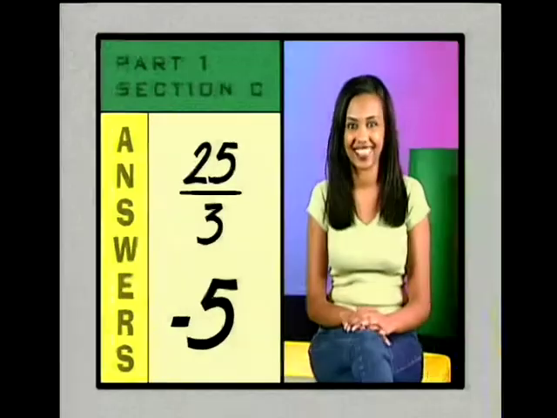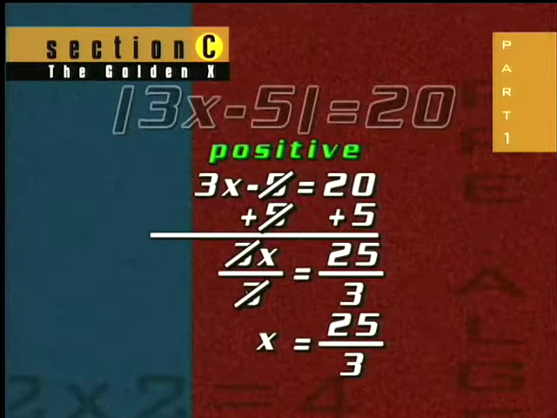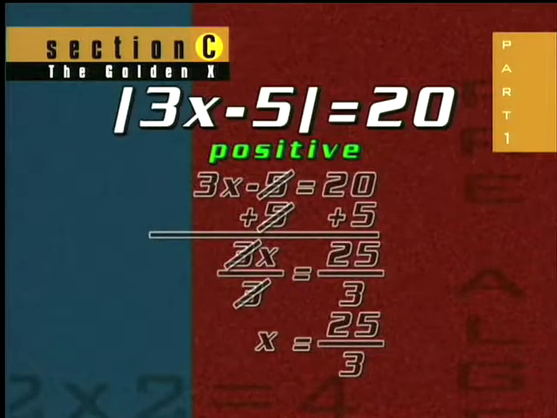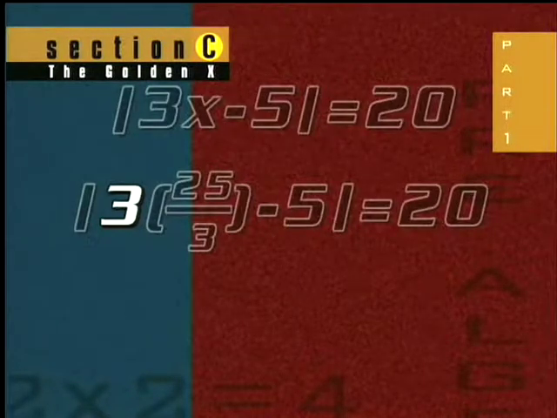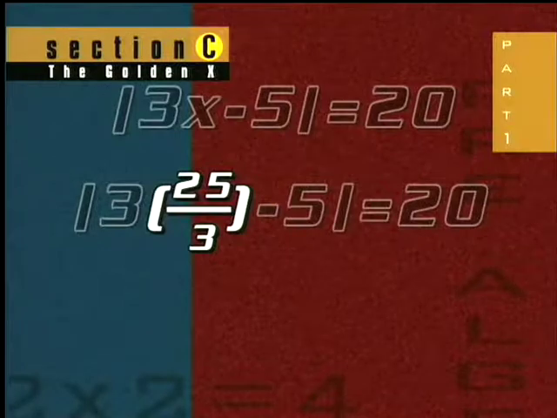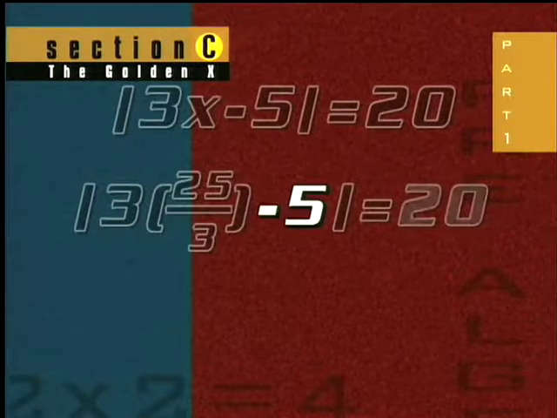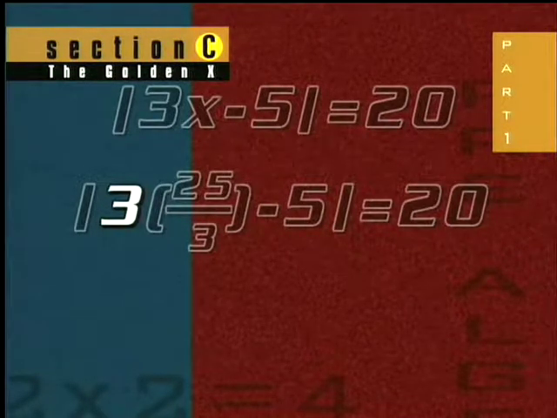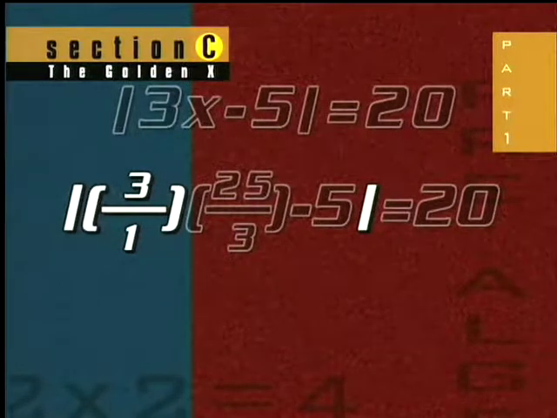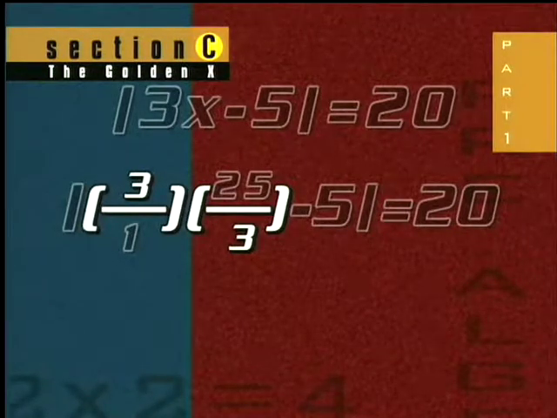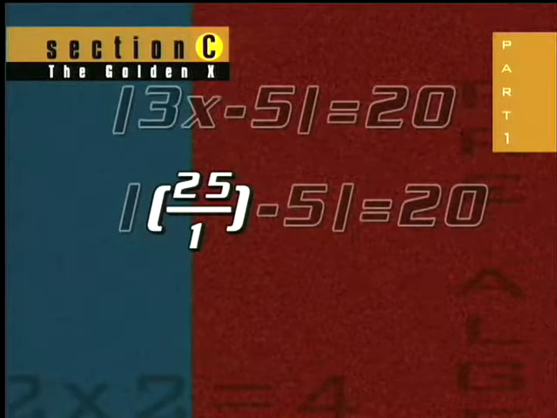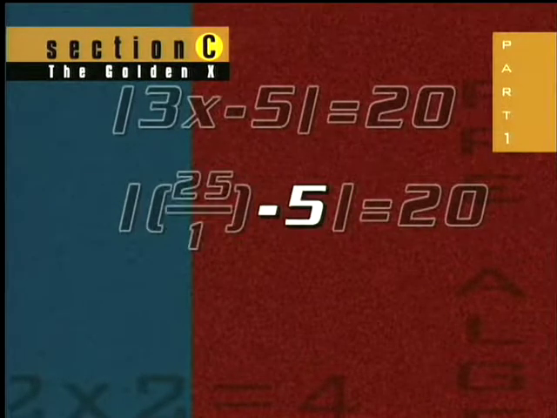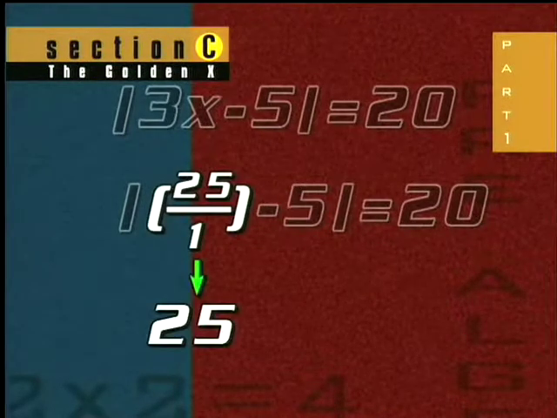Now let's check them. For the positive version, we plug in 25 over 3 for our x value and run it through the original equation. Now we've got the absolute value of 3 times 25 divided by 3 minus 5 equals 20. So we switch that first 3 into the fraction 3 over 1, so it's easier to multiply. Now notice how our 3's cancel each other out. So we're left with the absolute value of 25 over 1 minus 5 equals 20. Well, 25 over 1 just equals 25.